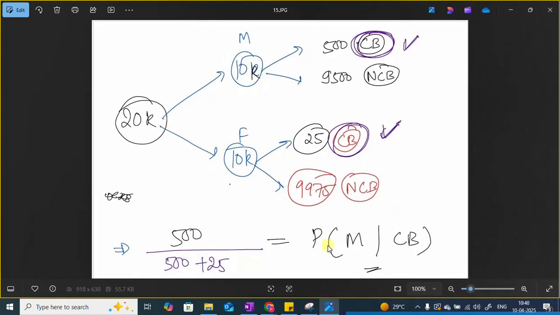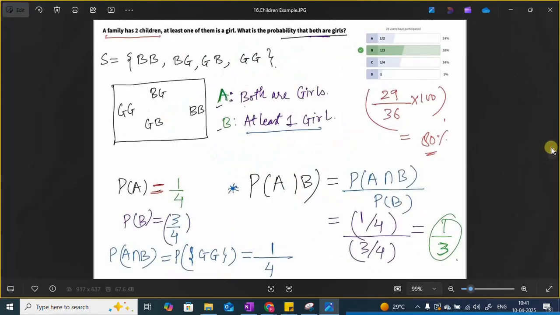Fantastic. Now my question is, I pick a person randomly who is colorblind and tell me what the probability that it is male. Now colorblind is total how much? 500 plus 25 is 525. Now, out of this, how many belongs to men? Men is 500. So 500 divided by 500 plus 25. Whatever the answer will come, that's the answer.